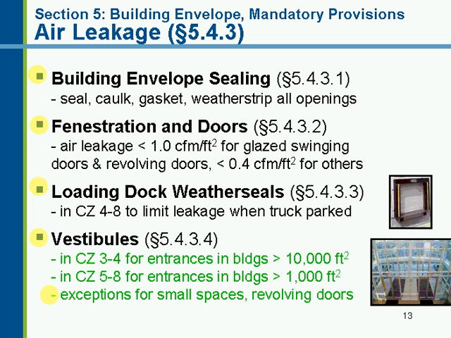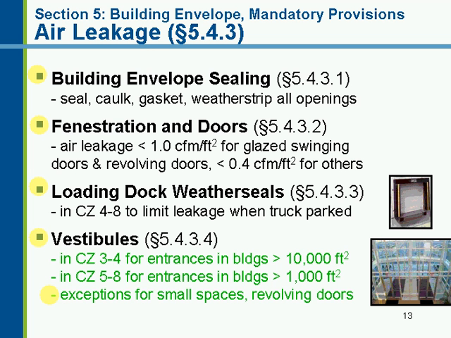There's another exception for milder climates 3 and 4 that says that if the building is less than 4 stories above grade and less than 10,000 square feet in area, it would be exempted. So this would exempt some smaller retail buildings, but some of the big box retail stores, even though they're less than 4 stories above grade, would be more than 10,000 square feet in area, and those would need vestibules.